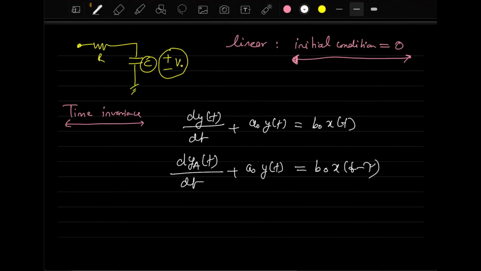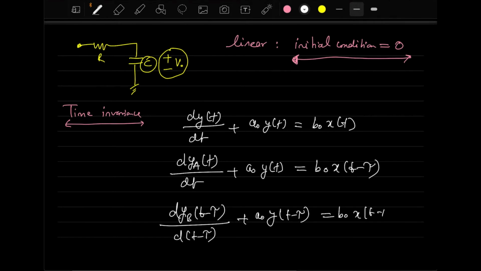And in the second situation, what you do is you replace all the time variables by t minus tau, and at that time the corresponding differential equation will become dy(t minus tau)/d(t minus tau) plus a0 y(t minus tau) equal to b0 x(t minus tau). So you have replaced all the time variables with t minus tau. Because tau is a fixed quantity here, this can be written as dt itself.